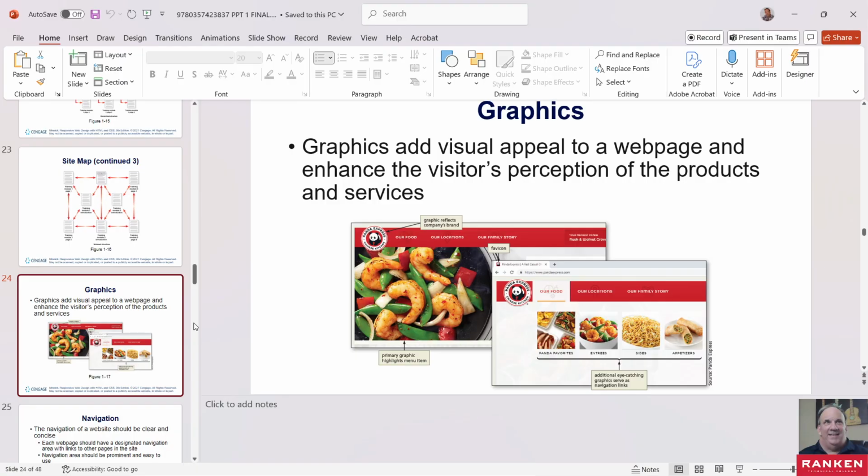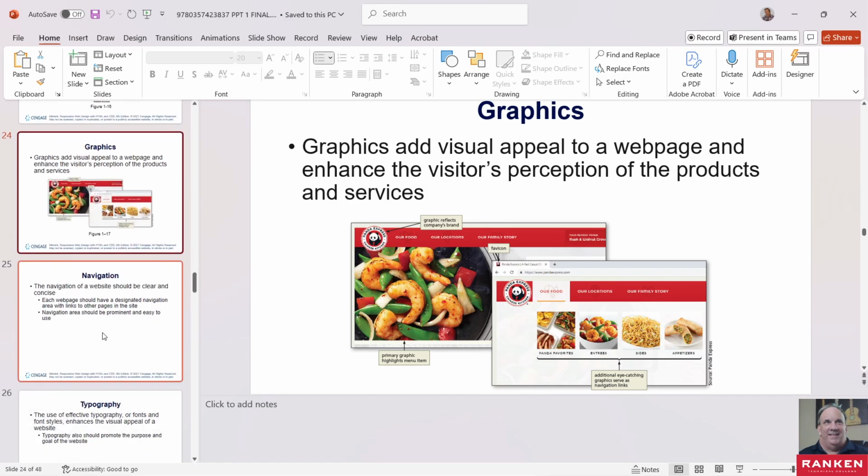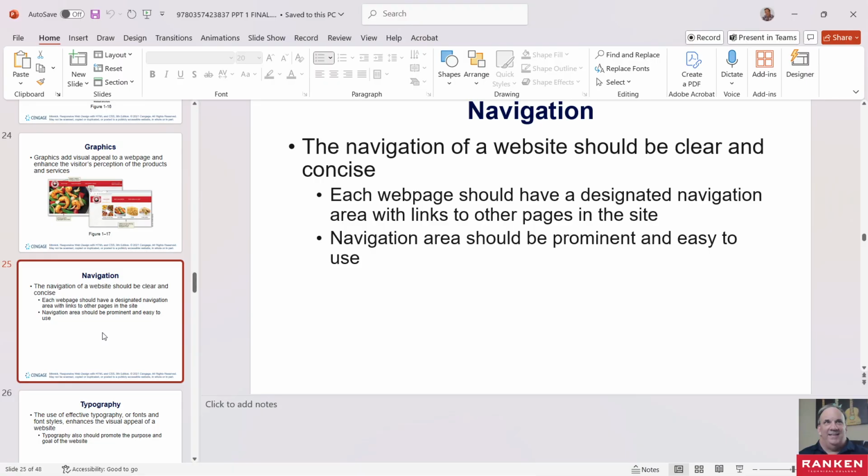Graphics add visual appeal to a web page and enhance the visitor's perception of the products and services. Navigation of a website should be clear and concise. When you go to a web page, it should be easy to get around. Each web page should have a designated navigation area with links to other pages in the site. The navigation area should be prominent and easy to use. The worst thing is to get to a website and not know how to get to something, right? Usually if a website has some functionality that you just can't figure out how to get to, it's not planned out very well.